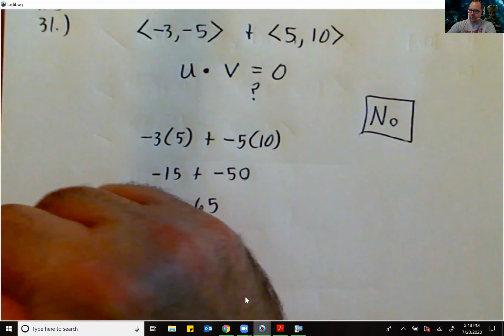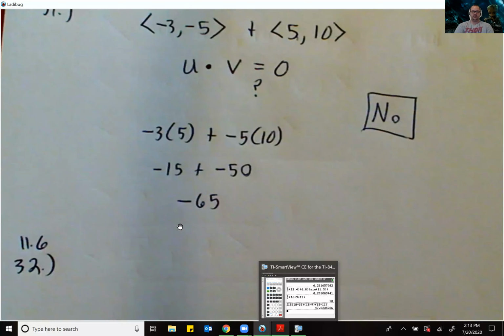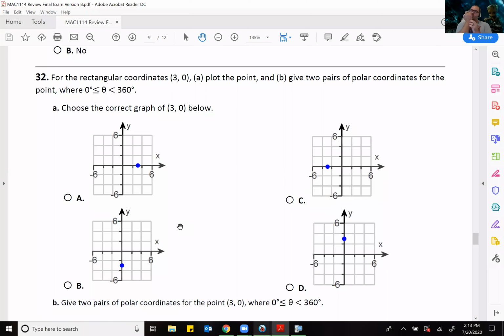All right. 32, 11.6. All right. So the first one says, plot the point. Well, that's not too hard. Which picture down below shows that point? Okay. And hopefully you said, looks like we're counting by 2s. That's horrible, but okay. So the correct answer should be A, 4, 3, 0.